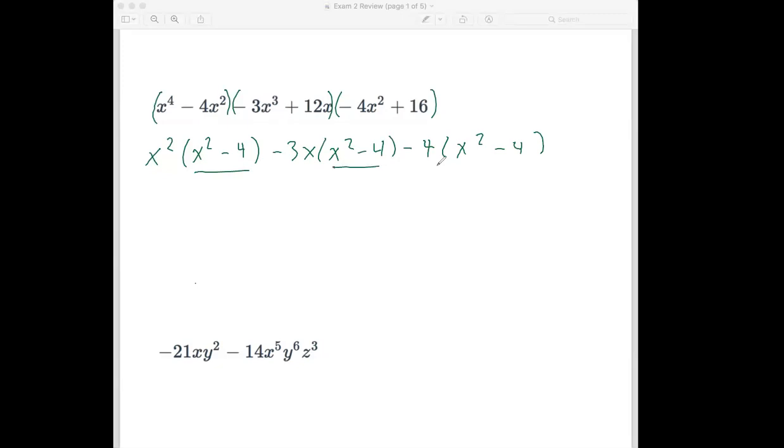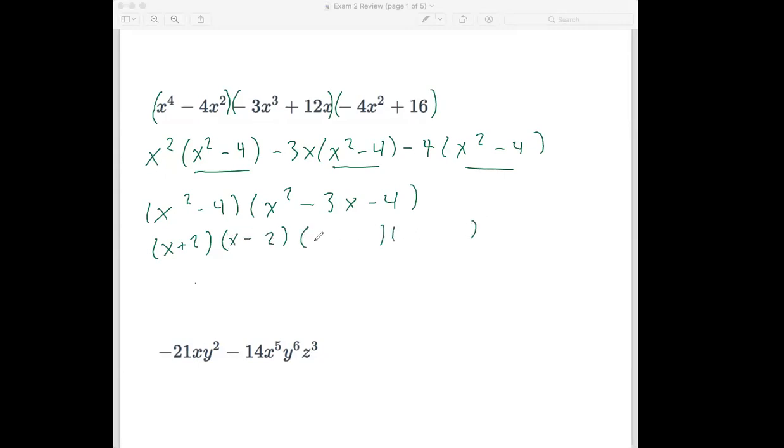Again, we have that same binomial term, just a coincidence. So x squared minus 4 and x squared minus 3x minus 4. Now we keep going. This is difference of two squares: x plus 2, x minus 2. This is a trinomial: x minus, x plus, and it's going to be 4 and 1.